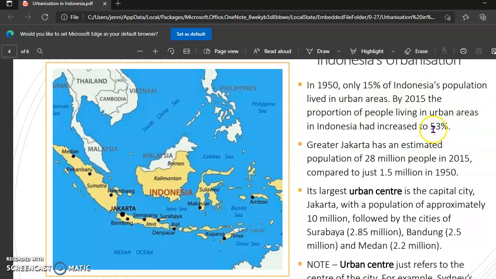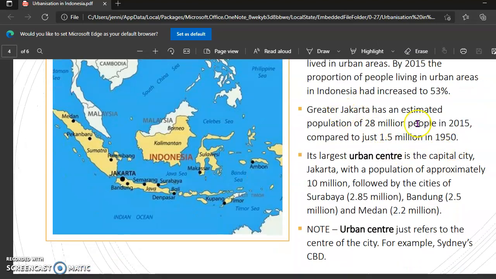Okay, so it's a big, big jump from a very small percentage of the population living in towns and cities to over half. Greater Jakarta has an estimated population of 28 million people in 2015 compared to just 1.5 million in 1950. That is a massive, massive increase. Okay. Now I'll explain this.